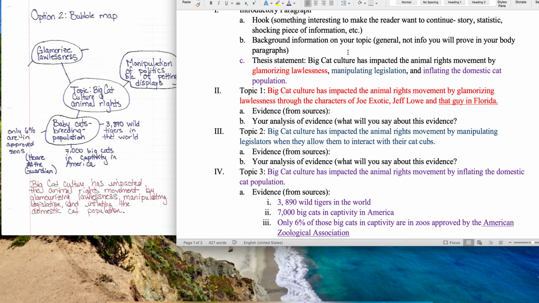Doing this outline will help you focus your work more in that direction and make sure that it is organized as a research paper.